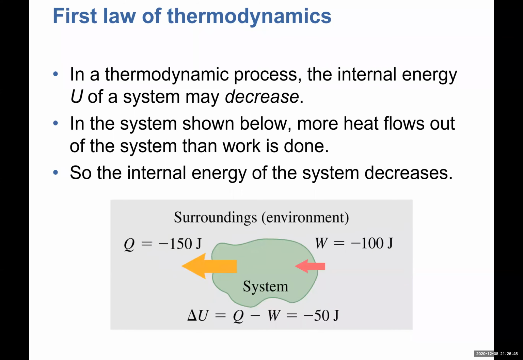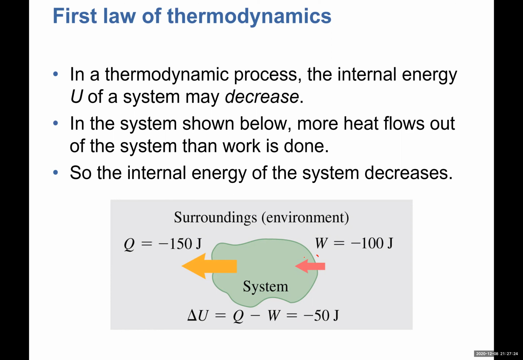It can also decrease. For example, there's work done on the system, so W equals negative 100 joules, which means energy goes into the system because external forces are doing work, but also 150 joules of heat energy was removed. So delta U equals Q, which is negative 150 joules, minus the work done, which is negative because work is done on the system.